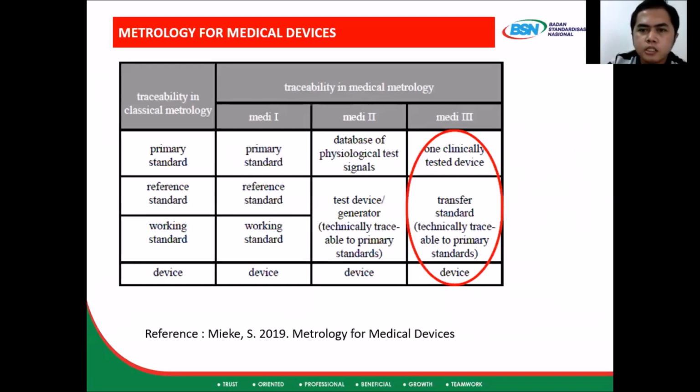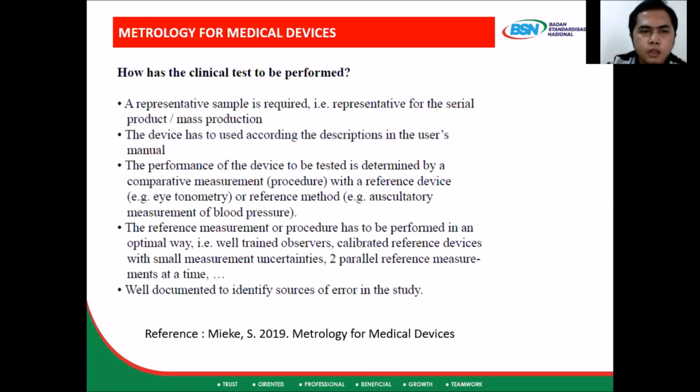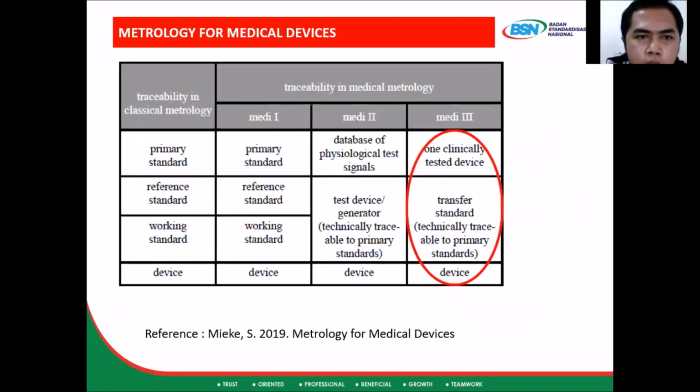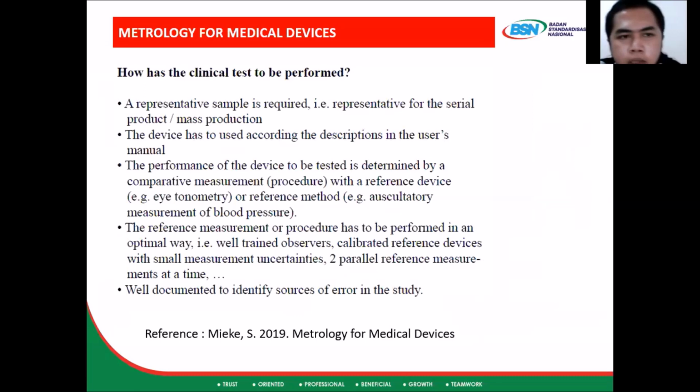And this is the example for MEDI3. Well, how has the clinical test to be performed? The clinical test to be performed needs a representative sample, for example, representative of a serial product for mass production. The device has to be used according to the description in the user's manual, and the performance of the device to be tested is determined by a comparative measurement with a reference device or reference method.